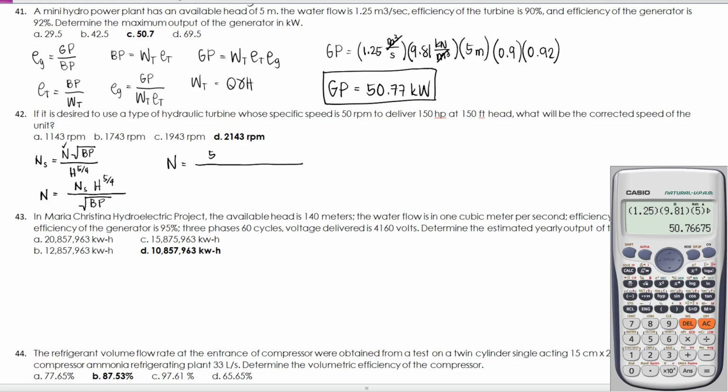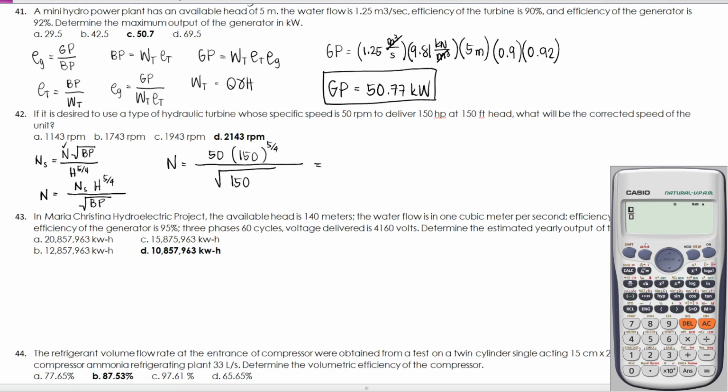So, the specific speed is 50. Tandaan na yung head dito dapat naka-feet. So, tama naman yung given natin. So, wala nang conversion na gagawin. 150 feet raised to 5/4. Square root ng brake power natin, dito dapat naka-horsepower din. So, naka-horsepower na naman yung given sa ating problem. So, wala na rin tayong dapat na i-convert.